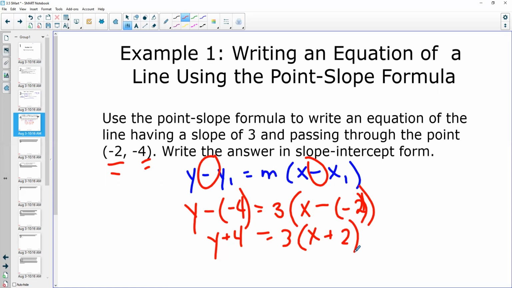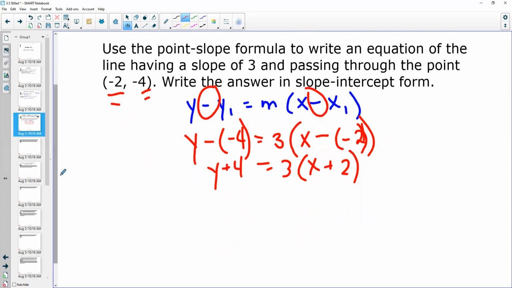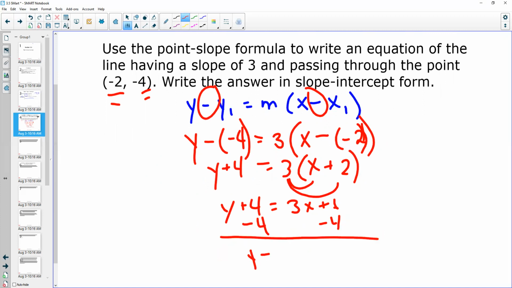Generally speaking, from here, you can translate this into slope intercept form. So you would just do the math we know how to do, distribute the 3, and simplify this equation, because as it is now, it's not really simplified. 3x plus 6, minus 4 to both sides. And the final answer is y equals 3x plus 2. So here it's in point slope form, and here it's in slope intercept form. This slope intercept form is the more simplified form, and that's where we're usually going to end.